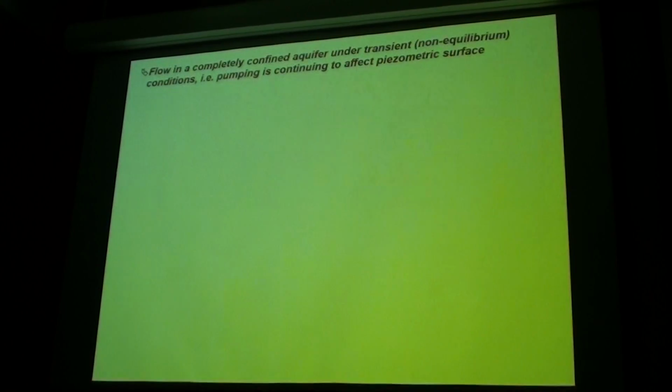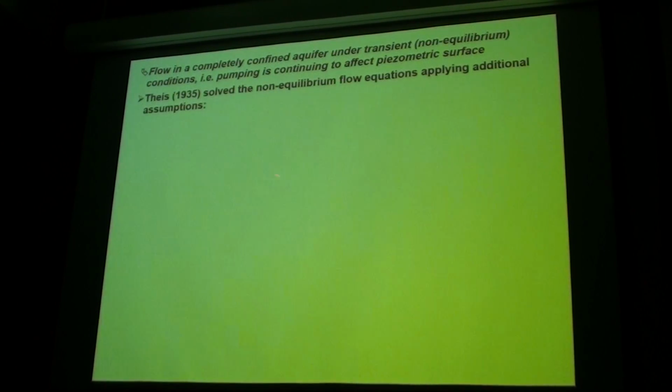So we're going to deal with flow in a completely confined aquifer under transient, so non-equilibrium conditions. When you turn the pump off, the water level is still dropping. Okay, so just pretty much normal state of affairs for most confined aquifers. Hopefully the water's not dropping much, but it will still be dropping as you pump. And we'll use Theis's 1935 method.